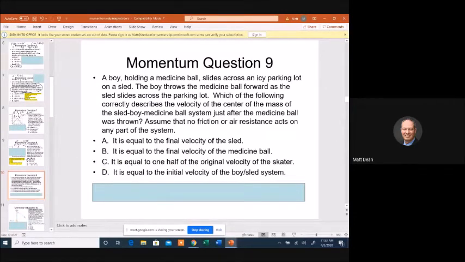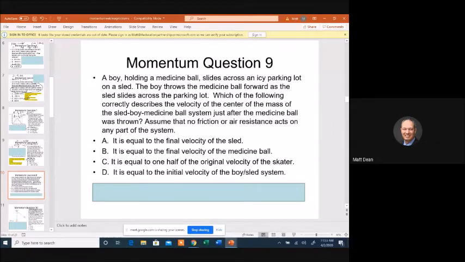All right, so next question. And this is one of those center of mass questions that we talked about a minute ago. A boy holding a medicine ball slides across an icy parking lot on a sled. The boy throws the medicine ball forward as the sled slides across the parking lot. Which of the following correctly describes the velocity of the center of mass of the sled boy medicine ball system just after the ball was thrown? Assume no friction or air resistance acts on any part of the system.